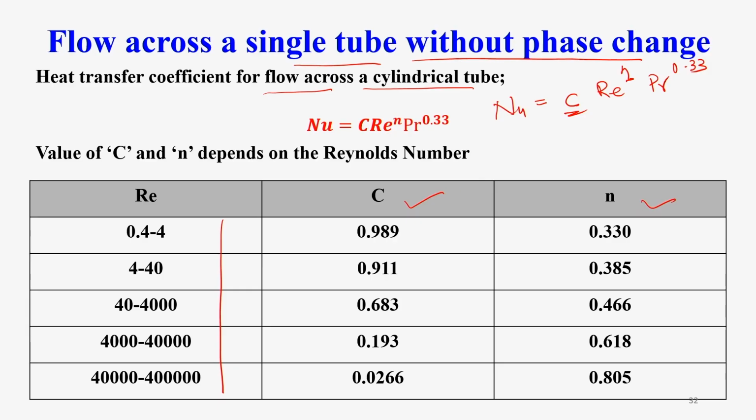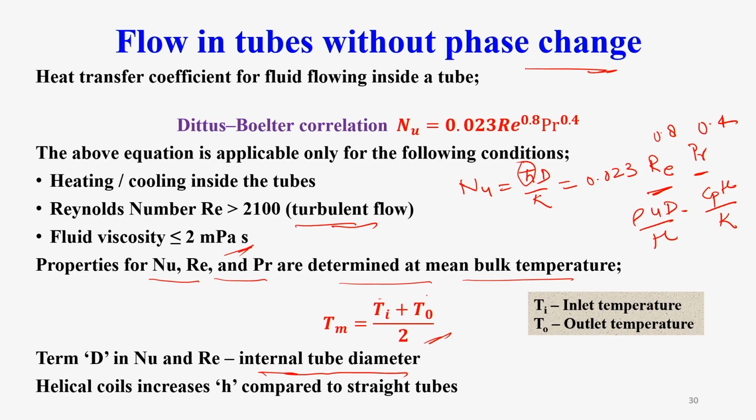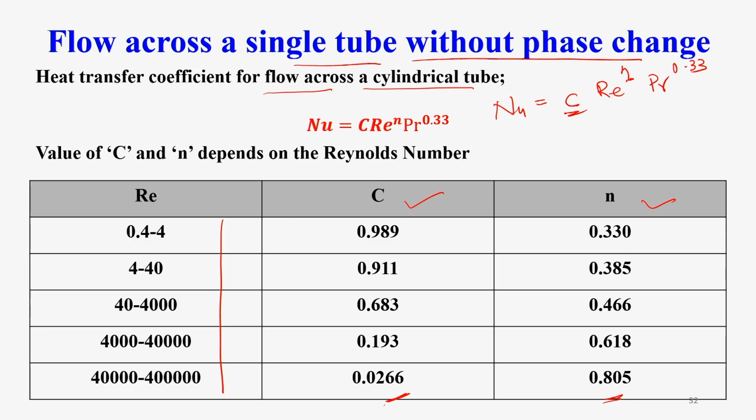In fact, if you consider a turbulent flow region here, the value of C will be 0.026 and the value of n will be 0.8. So, this is very much similar to the correlation 0.02 Re to the power 0.8. So, this table is available. Depending on it, first you have to calculate the Reynolds number, then you have to choose the values of C and n in this correlation.